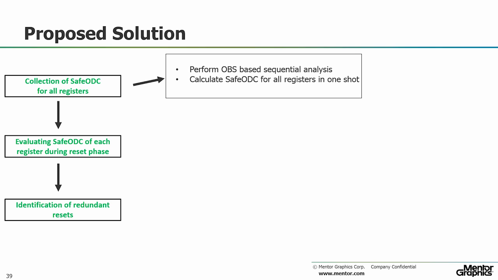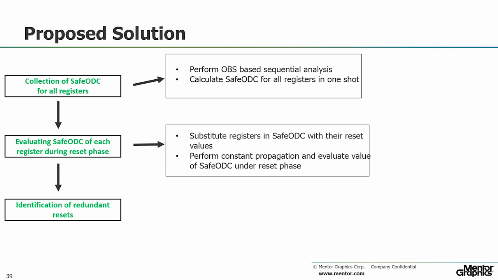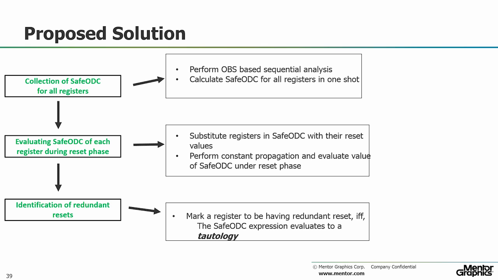Then to evaluate the safe ODC conditions in the reset phase, the registers in the safe ODC conditions are substituted with their reset values. After the application of the reset values in the ODC condition, constant propagation is performed only in the ODC expression and its value is evaluated. Then a register is marked as having redundant reset if and only if the safe ODC expression evaluates to 1 or tautology. If it does not evaluate to tautology, the register does not have the redundant reset.